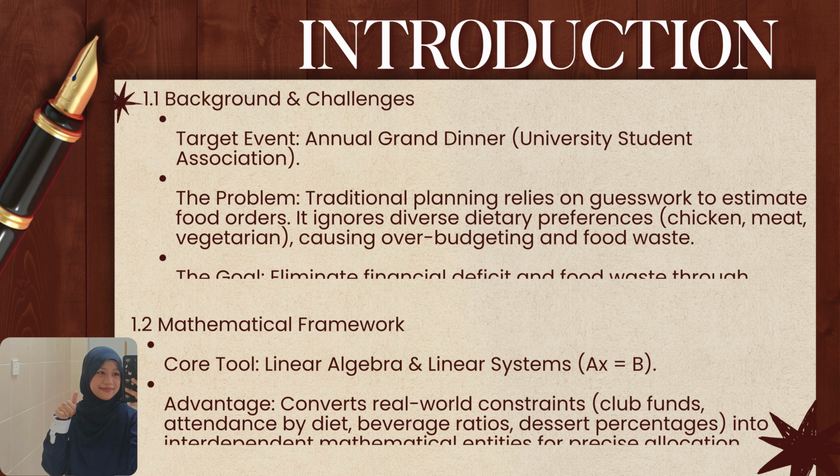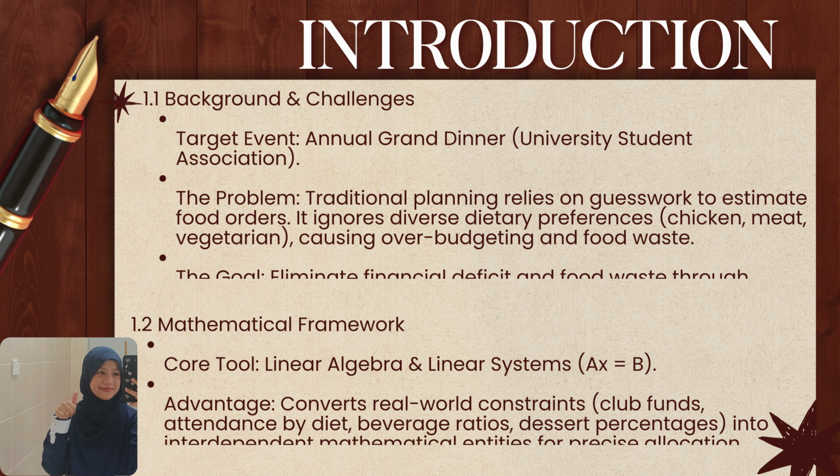Our target event is the annual grand dinner for a student society. The main problem is that normal planning uses guesswork to estimate food orders. This ignores what different guests want to eat, like chicken, meat, or vegetarian choices, which causes over-budgeting and wasted food. Our goal is to stop financial loss and food waste by using accurate data-driven planning.